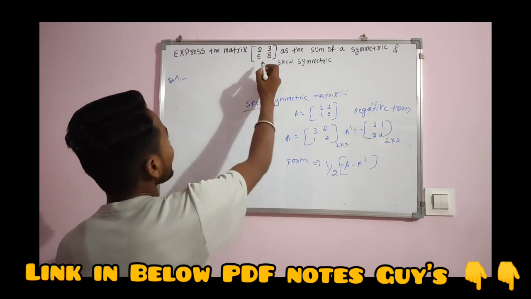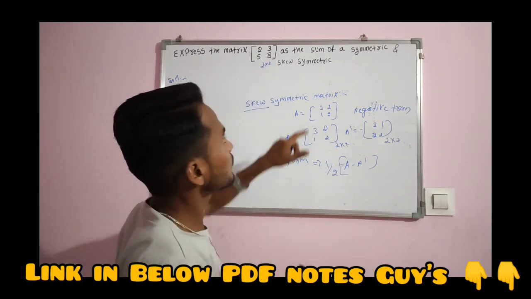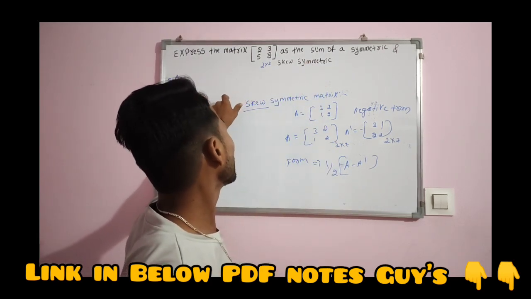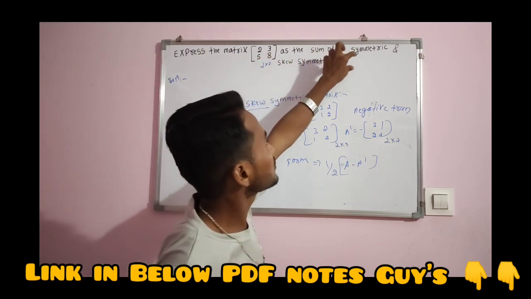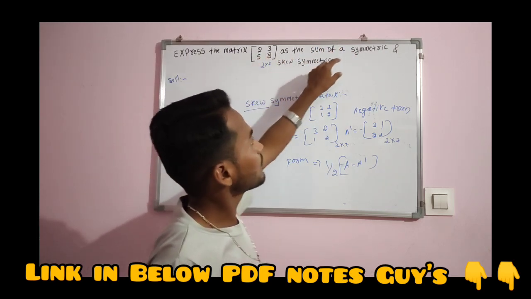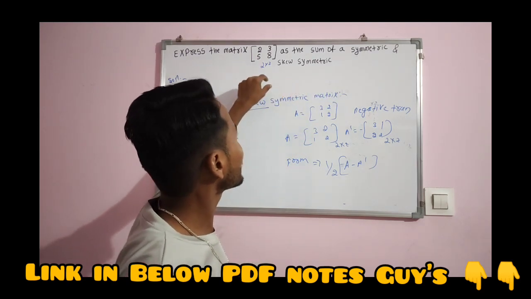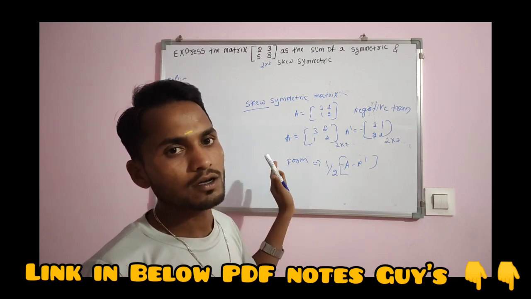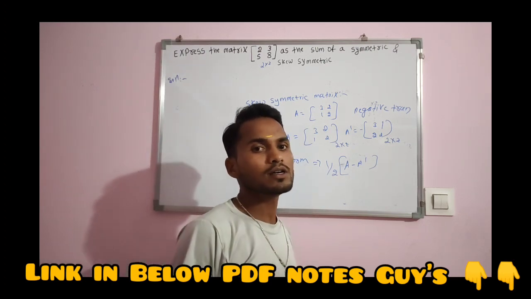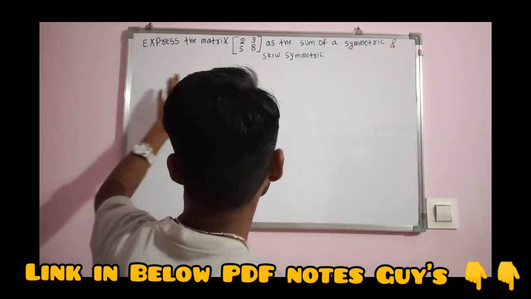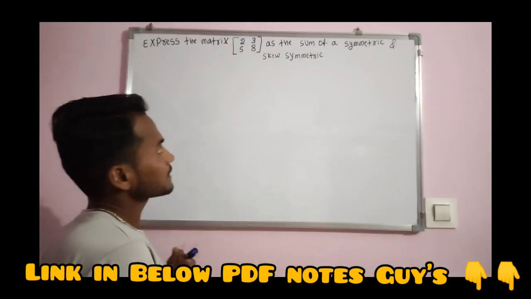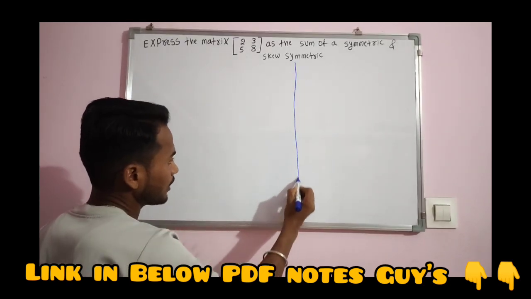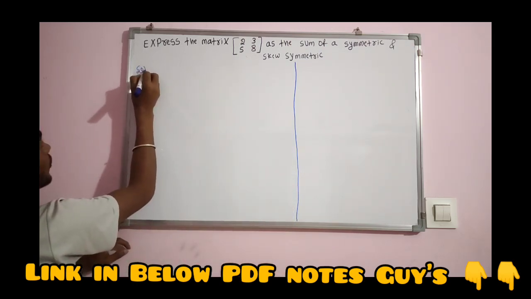8, this is a 2 cross 2 matrix here only. A 2 cross 2 matrix as the sum of the symmetric and skew symmetric, okay. So like this you get the result. So you have to find out the symmetric matrix and the skew symmetric matrix. Okay students, listen carefully, watch till the end of the video, so you will understand. So symmetric matrix and skew symmetric matrix, okay, you have to solve the problem here.